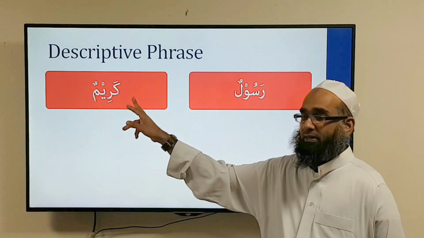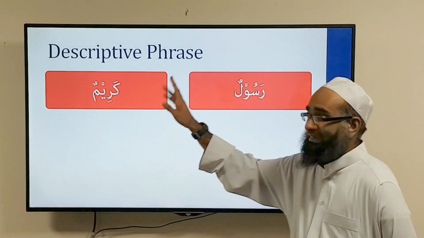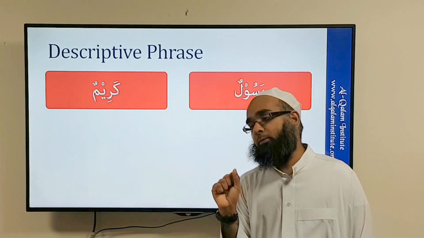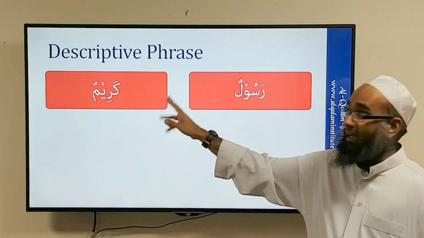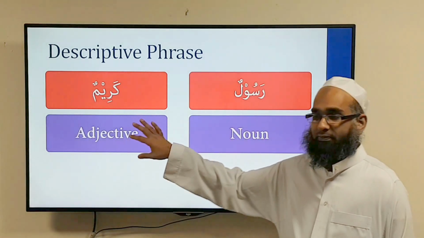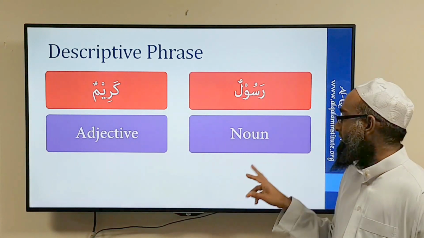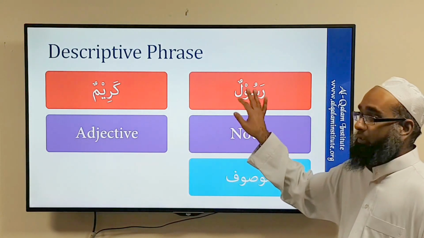Noun, adjective. And if they disagree in definiteness, one is ma'rifah, one is nakira, the first is ma'rifah, second is nakira, this becomes what now? Sentence. But they both match. So this has to become what? A phrase. A descriptive phrase. This is the noun, this is the adjective. What's the Arabic word for this? Mousuf.